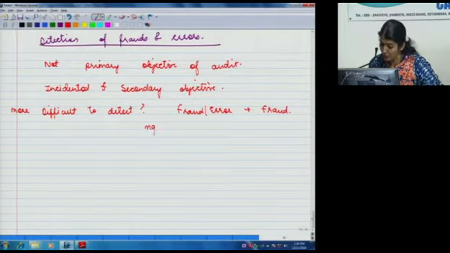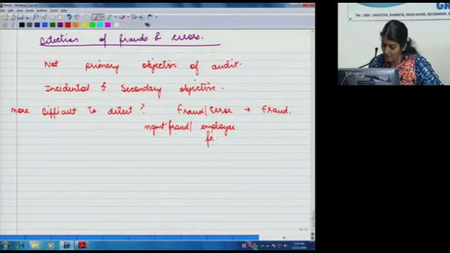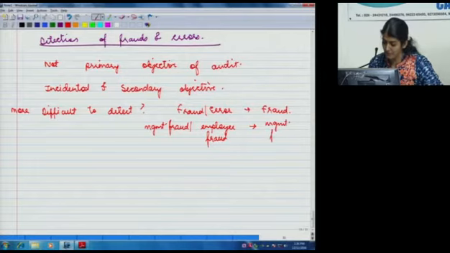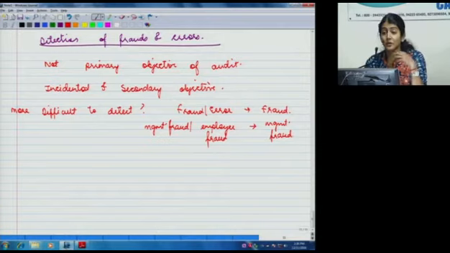And what is more difficult to detect, management fraud or employee fraud? Management fraud. Why? Because higher level of management is involved. Employees' work will at least come under the review of the management. So what is more difficult to detect? Management fraud.